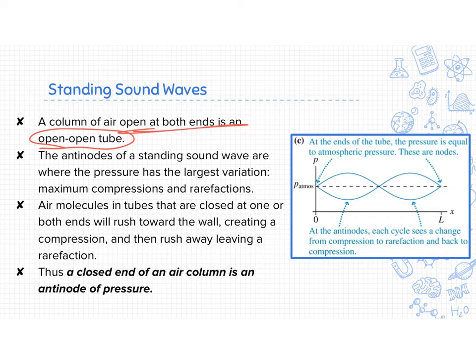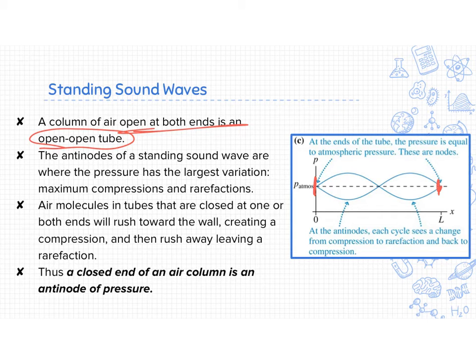So if it's open at both ends, we can assume that at each end it is atmospheric pressure. So there's no area of high pressure or low pressure. So we assume that a column of air that's open at both ends has an open tube, and it has atmospheric pressure at each side.